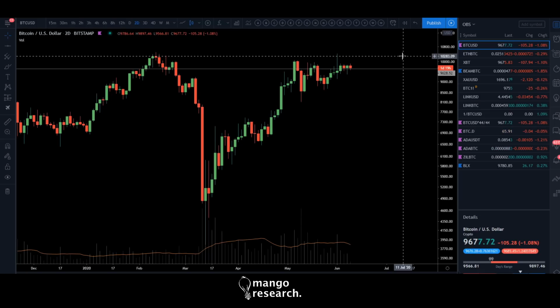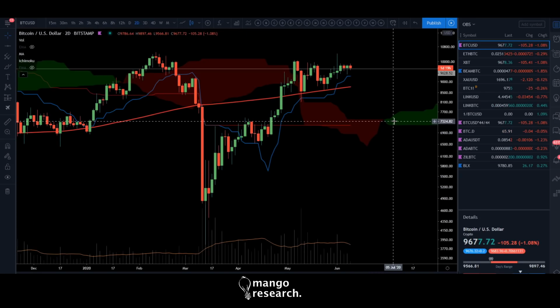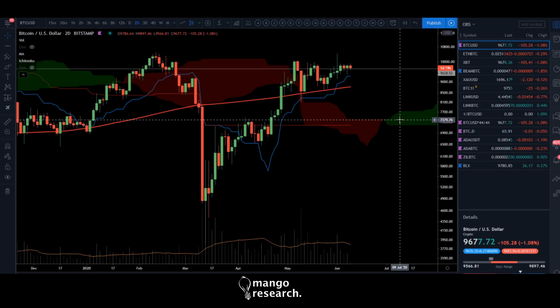But if there is a downward move, Sean, I'm actually looking at the two-day Kijun. And even the measured move, like you had mentioned, comes all the way down there, right? 7,176. Yep, if we're looking for targets, that is.